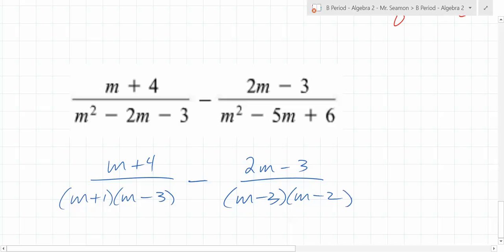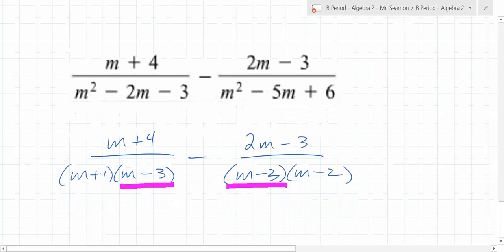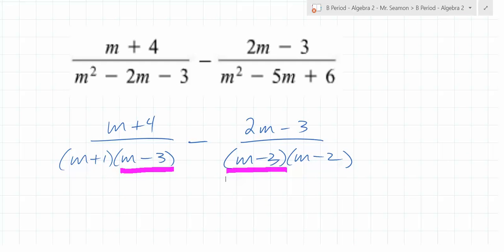Excellent. Now, do we have the exact same denominator? No. What's common in both of the denominators, though, already? What's something similar? The m minus 3 is in both of them already, right? So the m minus 3 is there and the m minus 3 is there. But what's different about them? You have an m minus 2 and an m plus 1. Can someone tell me what the LCD is going to be on this one?